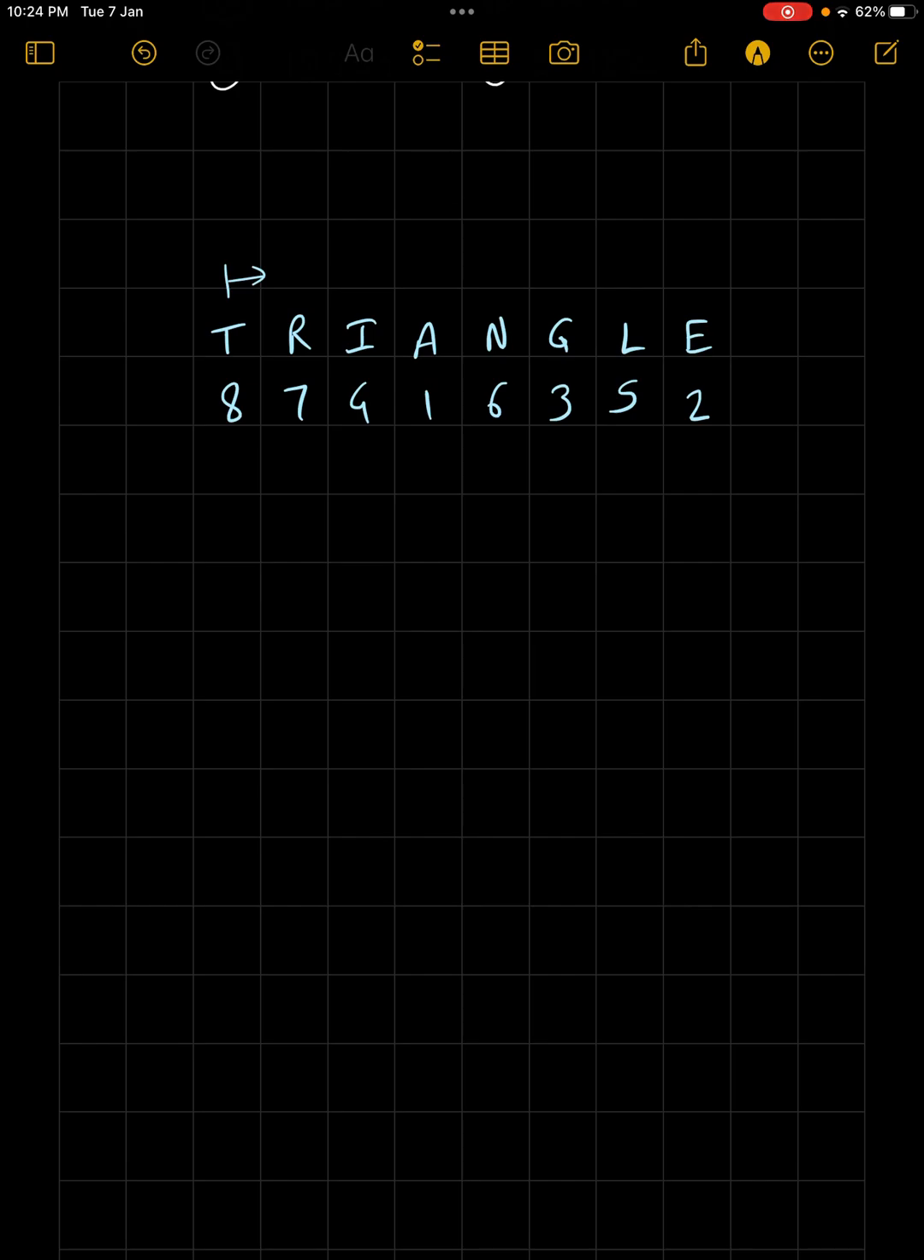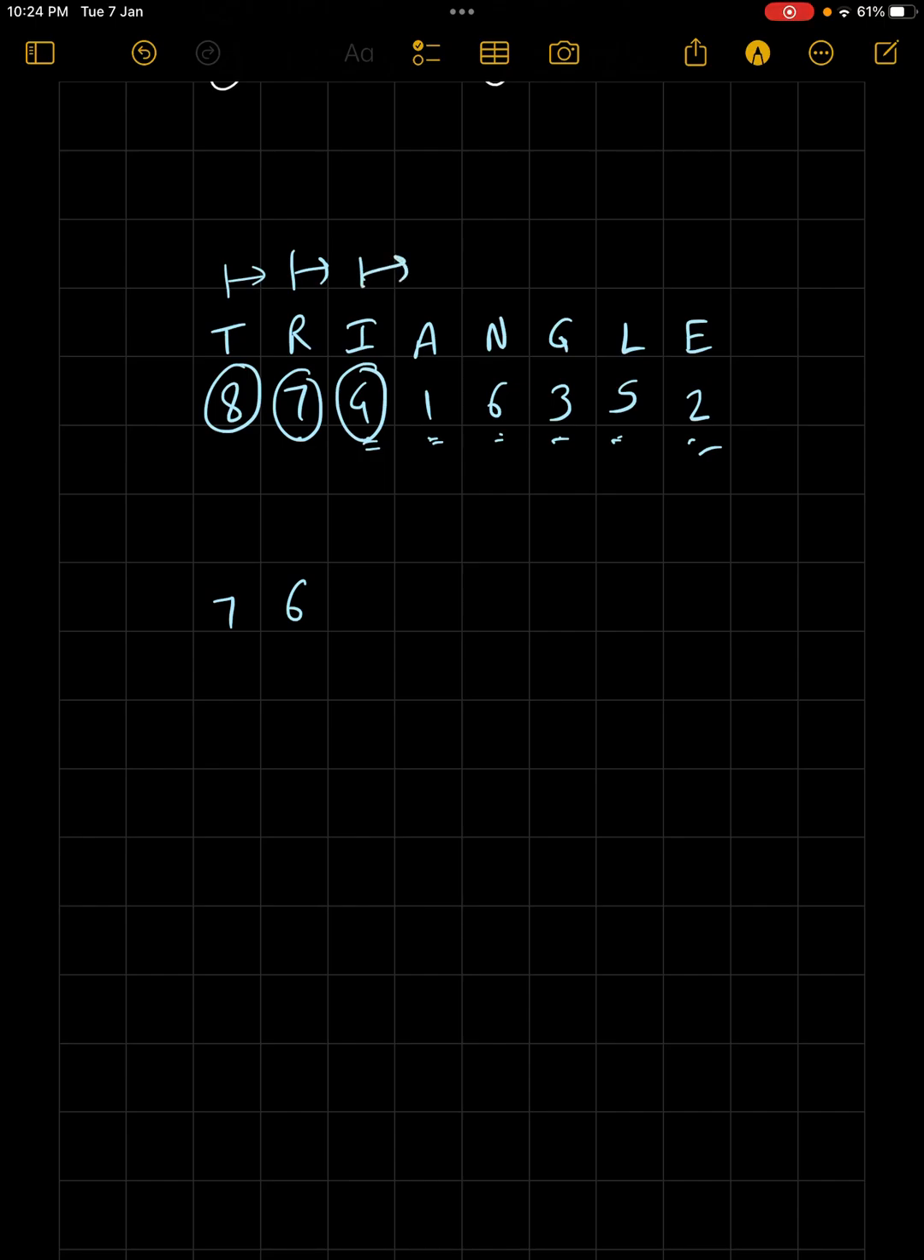How many letters to the right of T have a number less than 8? So 1, 2, 3, 4, 5, 6, 7, all 7 letters, right? So let's write 7. How many letters to the right side of R have a number which is less than 7? Again, all letters, 1, 2, 3, 4, 5, 6, all 6 numbers.